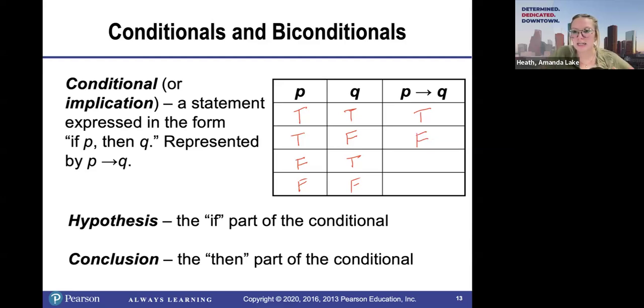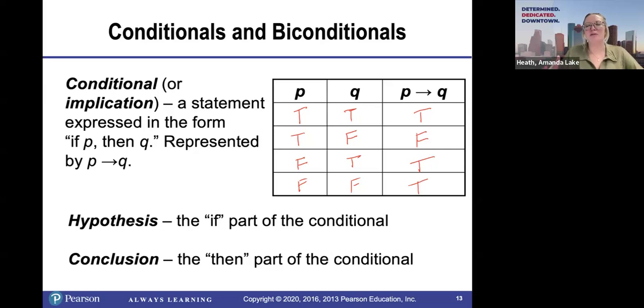Now, here's where it gets a little bit tricky. So if P, that hypothesis, the if part of the conditional, is false, then we actually can't say that the implication statement is false because we don't know what would actually happen. So if the parking garage is full, then it's raining. If it's raining, but the parking garage isn't full, we don't really know what would be happening if the parking garage was full. So this is actually true. And both of these are true by what we call vacuous truth.